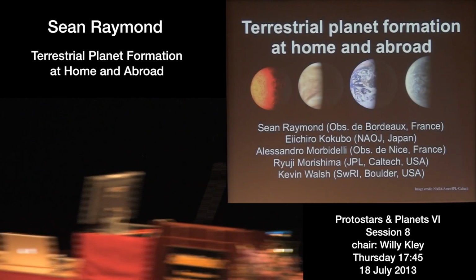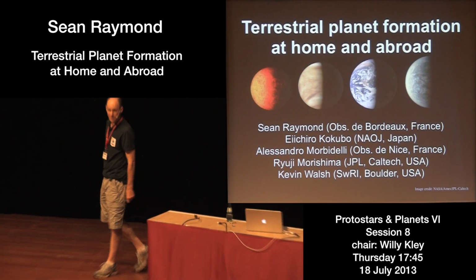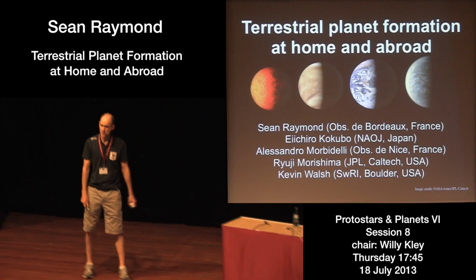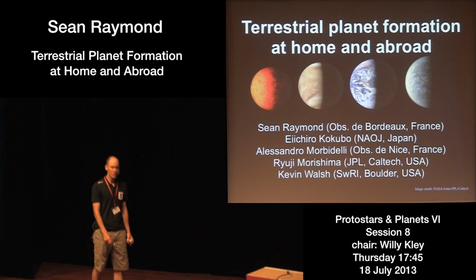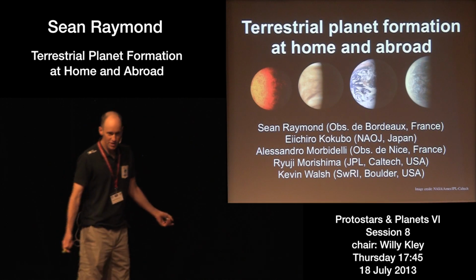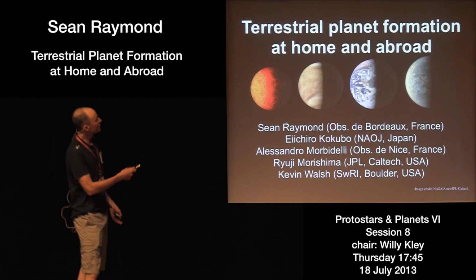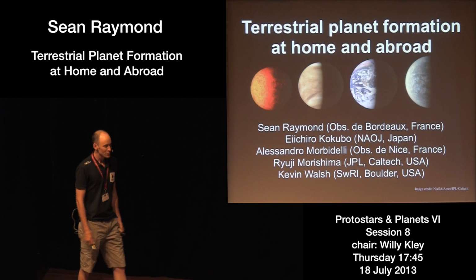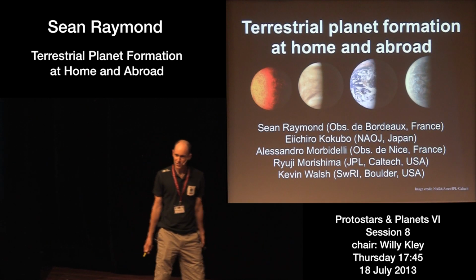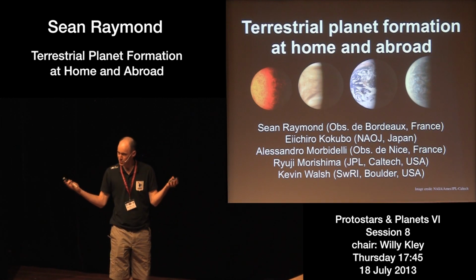Well, it's a pleasure to be here to tell you about our review chapter on terrestrial planet formation at home and abroad. And just to get us started, here's an image of 4 terrestrial planets, 2 of which are at home in the solar system and 2 of which are in an extrasolar system.